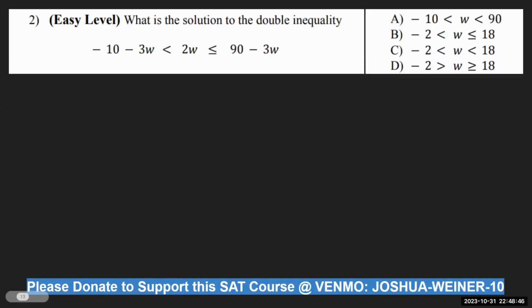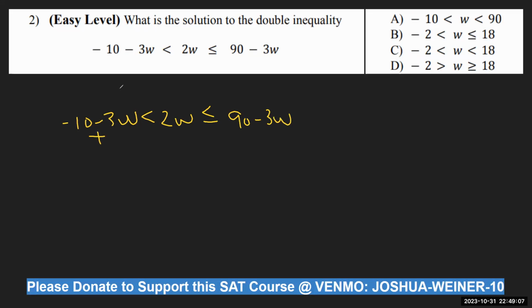Question number 2, also easy level. We can see here that it says, what is the solution to the double inequality? Negative 10 minus 3w is less than 2w, which is less than or equal to 90 minus 3w.